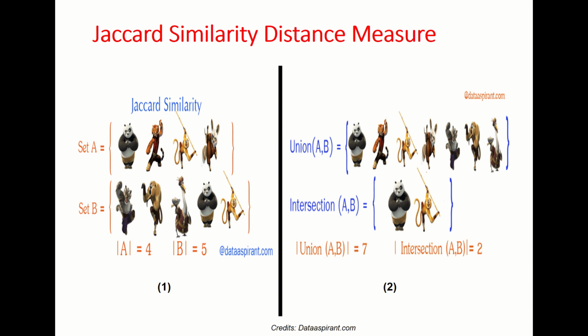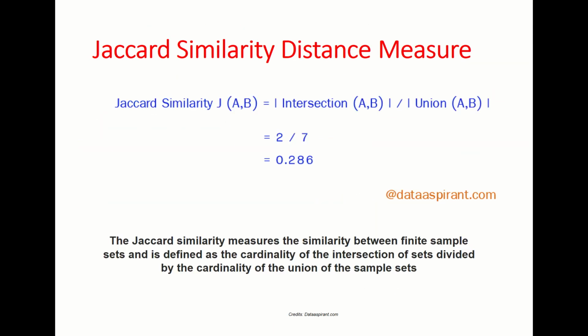And then comes the Jaccard similarity. In the Jaccard similarity, you'll be given two different sets of documents, so these are all document measures. You will find the union of all the documents and the intersection of all the documents. Intersection divided by union, so here 2 by 7 you will get. Jaccard similarity measures the similarity between finite sample sets and is defined as the cardinality of the intersection, meaning the number of points in the intersection, divided by the cardinality of the union, the number of documents in the union. This gives you the Jaccard similarity measure.